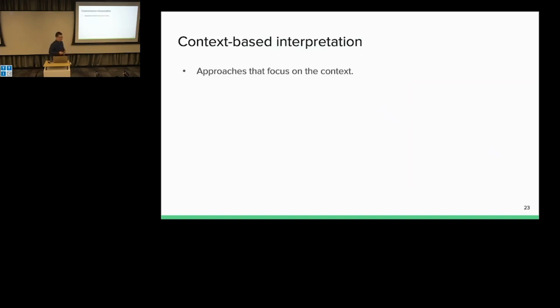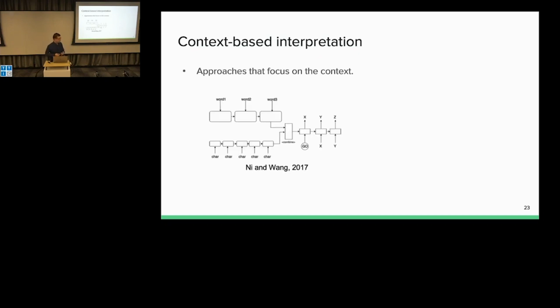And previously, we have approaches that focus on the context. This is a simple encoder-decoder architecture proposed by the Santa Barbara group, where you essentially encode the context sentence, you do a character embedding on the word itself, and then you ask the model to do a free-form generation to come up with a definition sentence.